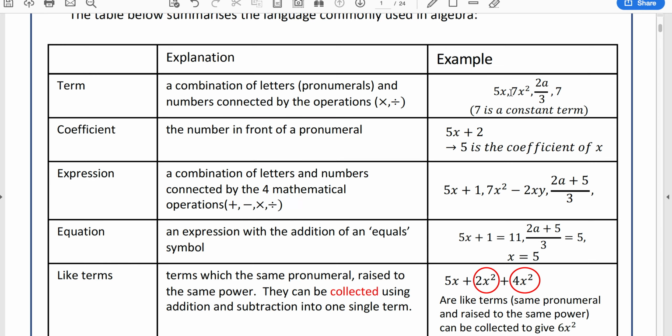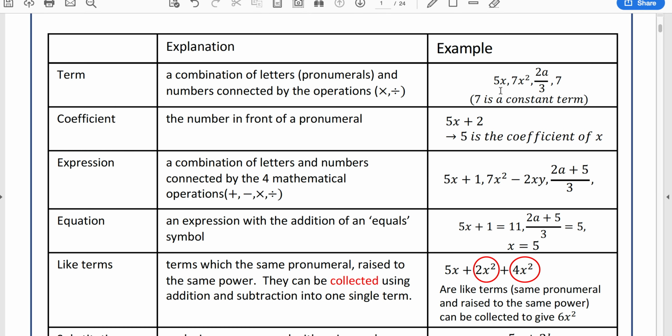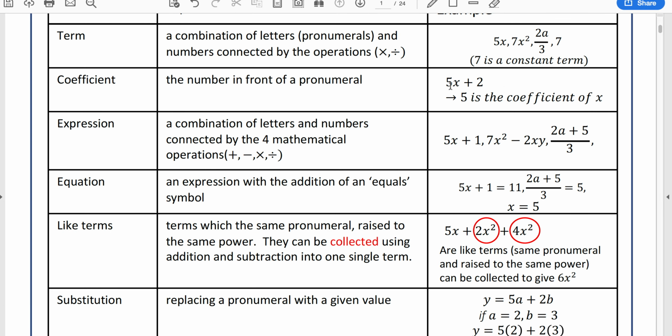Now, some of the key things, we might refer to a term. A term is a combination of the letters, so the pronumerals, and the numbers, the coefficients. And you also might see some operations. So here 5x obviously means 5 times x, but 5x itself is a term. We can have division in there as well. So 2a on 3 means 2a divided by 3. So that's also a term. Even a number on its own is a term. We call it the constant term. Coefficient, that's the numbers. So the numbers that are sitting in front of your pronumeral.